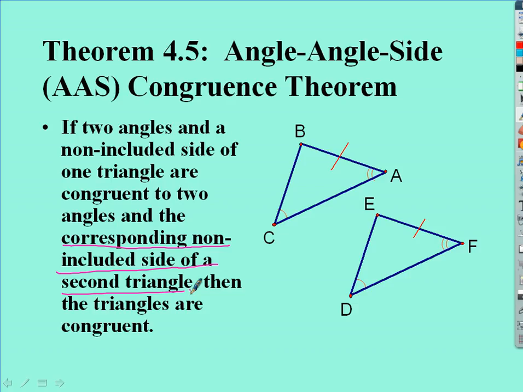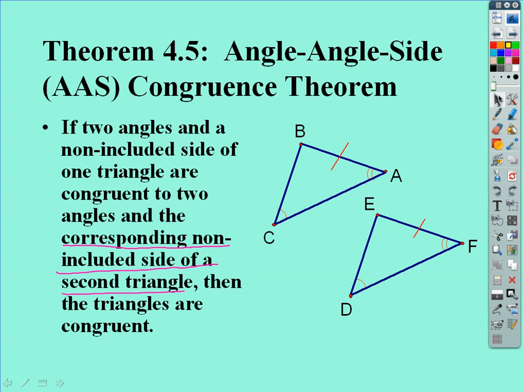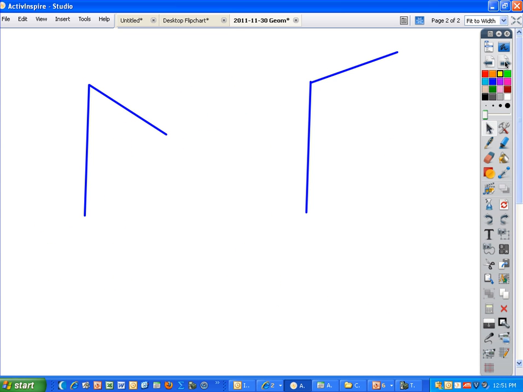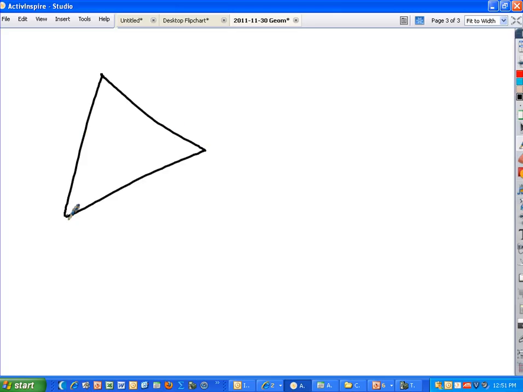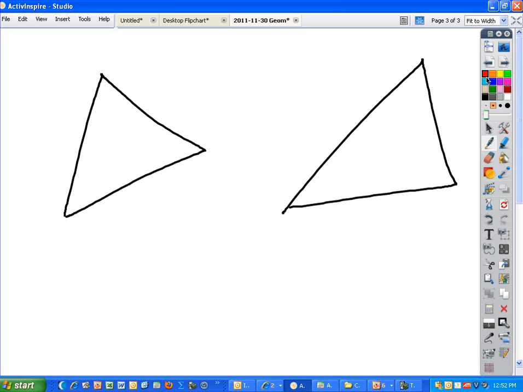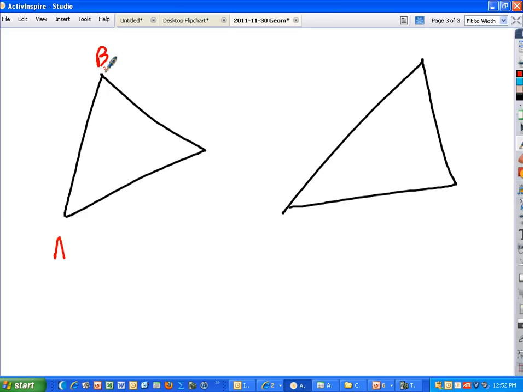Let me draw you a picture. What if we had something like this? Say we had this triangle, and we had this triangle. I know we're going to label these. This is A, B, C, and this is D, E, F. Okay? I want to know, are these two triangles congruent? We'll do a little quick quiz here.